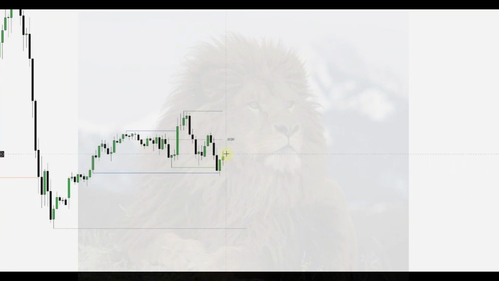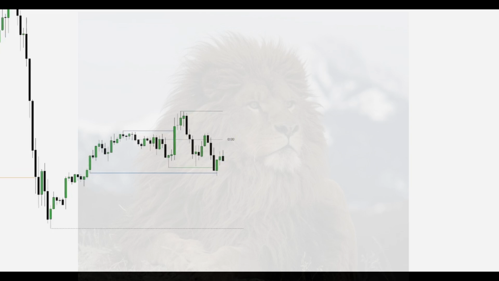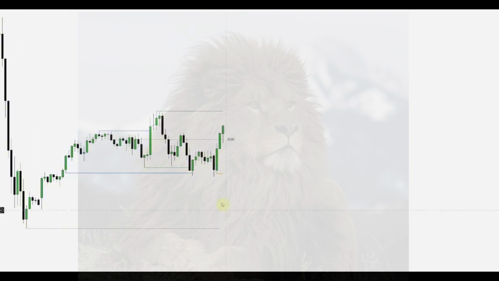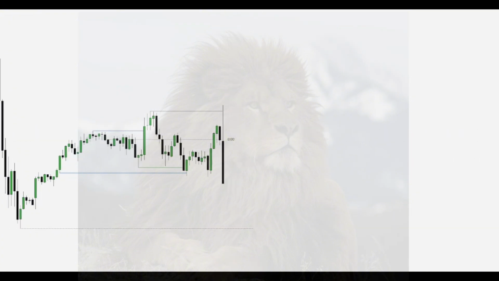Long traders get stopped out, breakout sellers pile in, and just like that, the market reverses. This is not manipulation, it's simply how the market is designed to work. Price must reach for liquidity first before it can move where it truly wants to go.